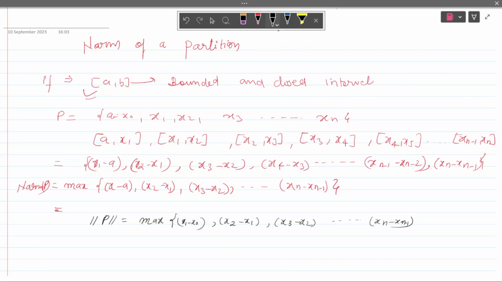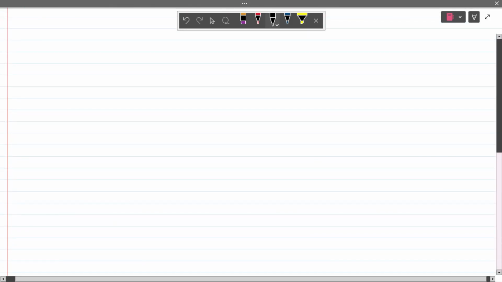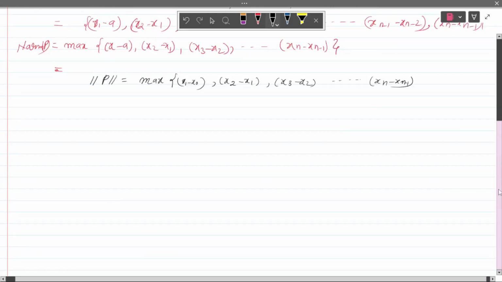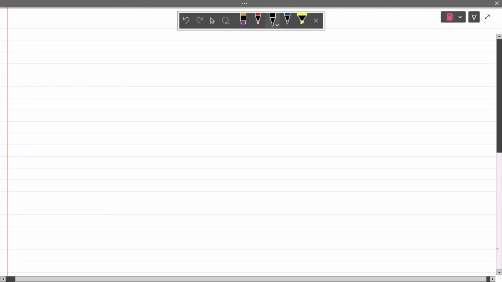So now let's write its proper definition, and then we will take some examples. What is the definition? Let me scroll a little bit. So what is the norm of a partition?